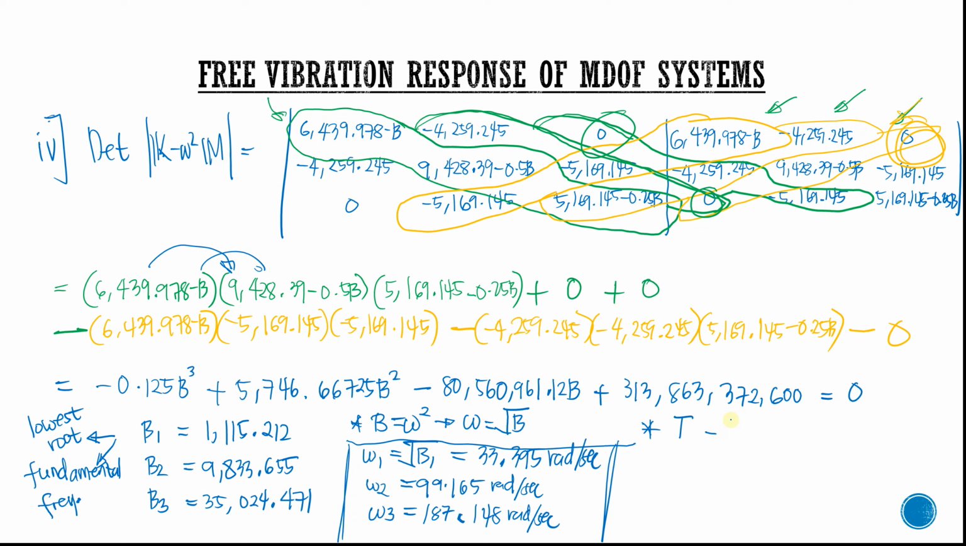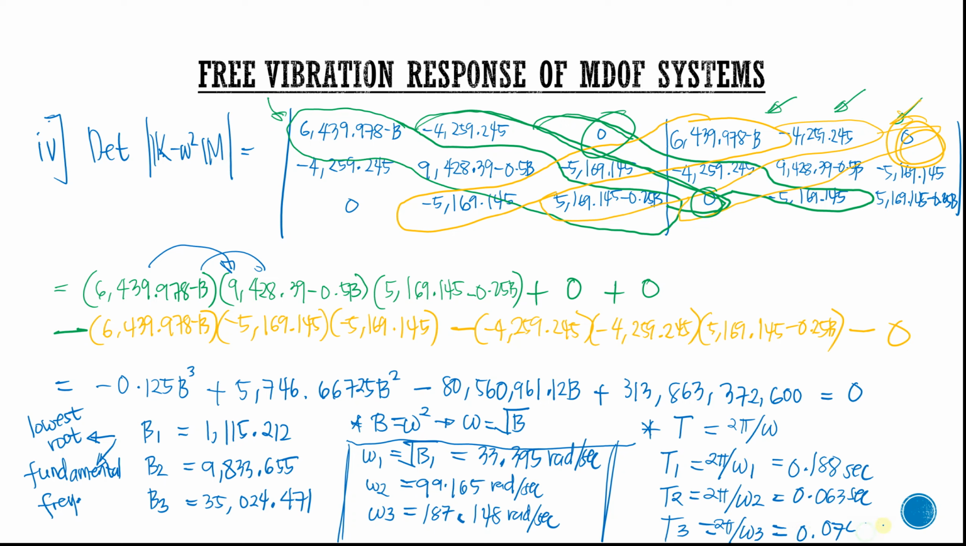If you remember, the period is equal to 2 pi over the natural frequency. Our first period, that is 2 pi over omega 1, is equal to 0.188 seconds. The second period is 2 pi over omega 2, which is equal to 0.063 seconds. And then the third period is 2 pi over omega 3, which is equal to 0.074 seconds.